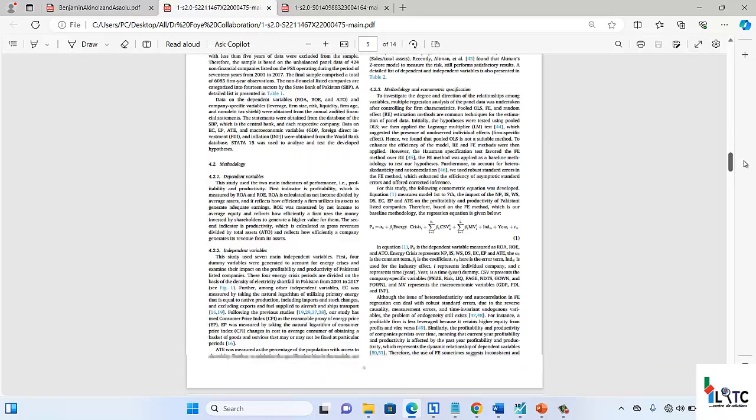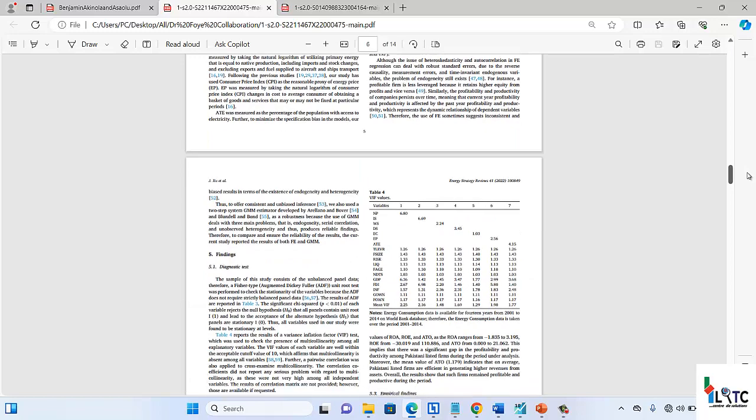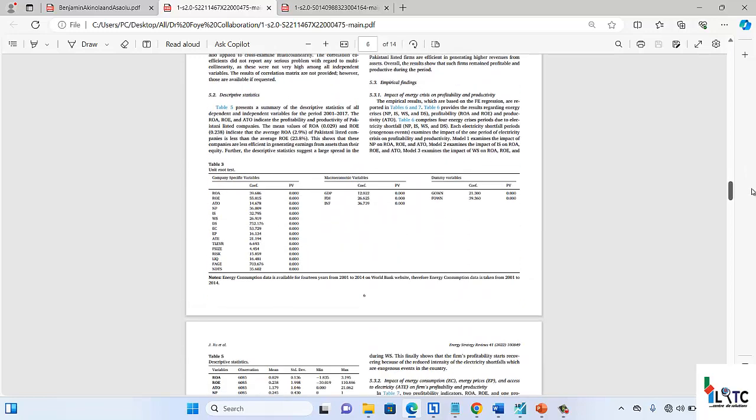This one, let us look at how they interpreted their results. We have already confirmed that they presented just 5 statistics. Now look at it. Table 5 presents a summary of the descriptive statistics of all dependent and independent variables for the period 2001 and 2017. Now they are telling us what the mean value of return on assets is, and the mean value of return on equity is.